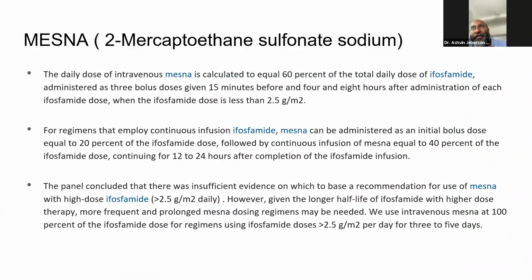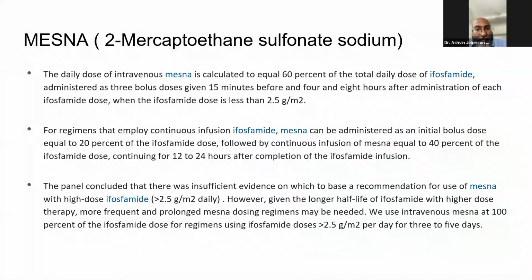If your dosage of ifosfamide is less than 2.5 gram per meter square, then we normally give mesna at 0, 4, and 8 hours. At minimum, the first dose is given 15 minutes before starting ifosfamide. You split the total mesna dose, which is 60% of the total dose of ifosfamide, over 3 doses, and we ensure that we give it at 0, 4, and 8 hours.